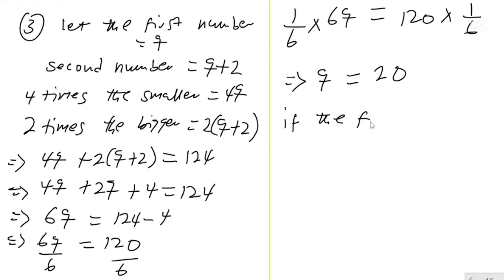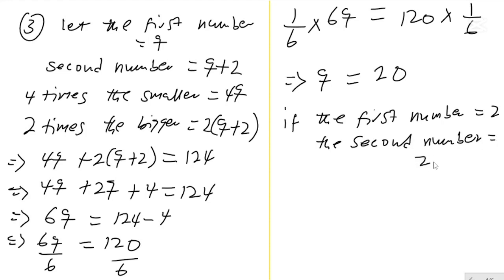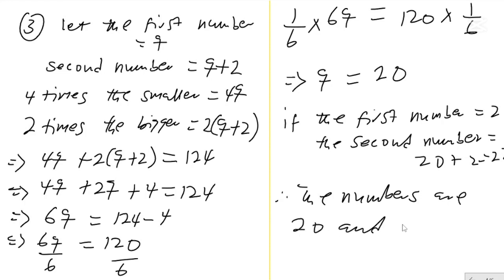If the first number is 20, the second number is equal to 20 plus 2, which is 22. Therefore, the numbers are 20 and 22.